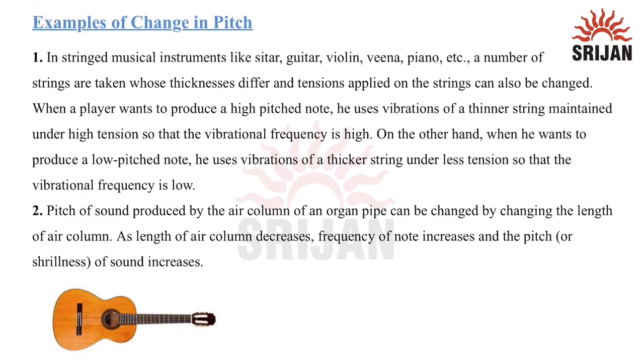Now, examples of change in pitches. In stringed musical instruments like sitar, guitar, violin, veena, piano, a number of strings are taken whose thickness differs and tension applied on the strings can be changed. When a player wants to produce a high pitched note, he uses vibration of a thinner string. Let's say this string is thinner, so he will use this string to produce a high pitched note, which is maintained under high tension so that vibrational frequency is high.